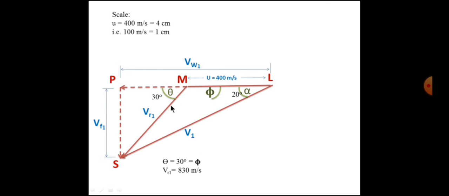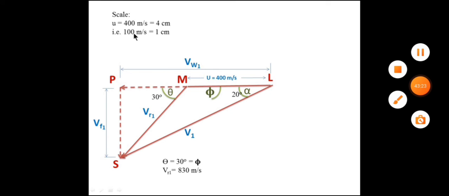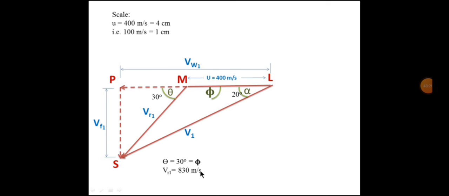We are given the blade velocity coefficient, and the blade velocity coefficient is 0.8. Now from here we can measure the length of the VR1. So by measuring the length of VR1, we will get that it is near to 8.3 centimeter, and that's why the value is 830 meter per second. So the value of VR1 according to the assumed scale is equal to 830 meter per second. And then by using the formula VR2 equals K into VR1, we have the value of VR2 equal to 664 meter per second. K is 0.8, VR1 is 830, so we get VR2 equals 664 meter per second.